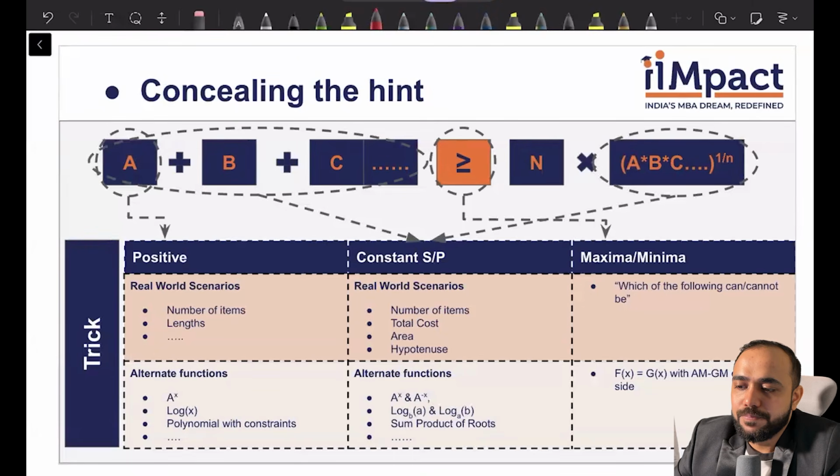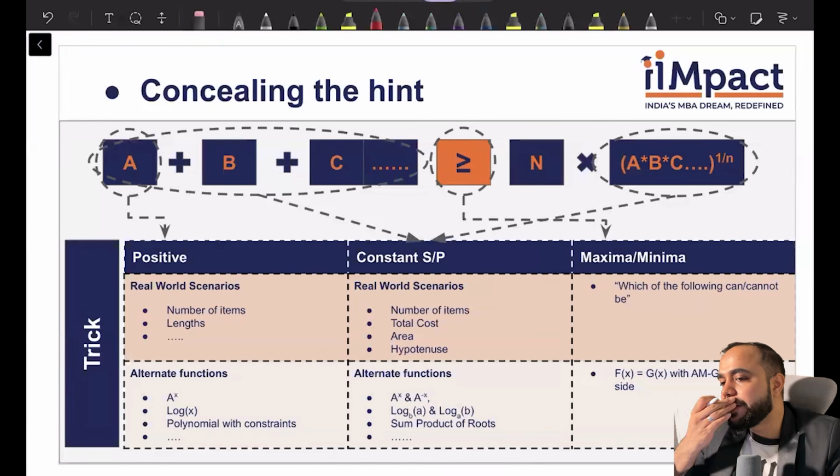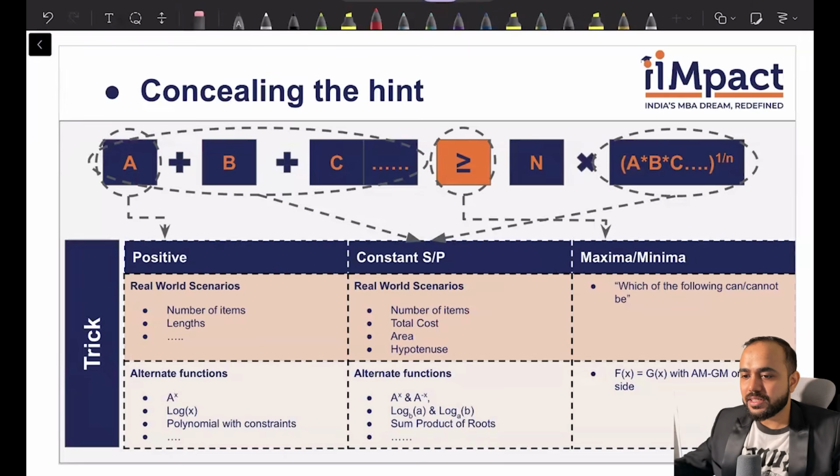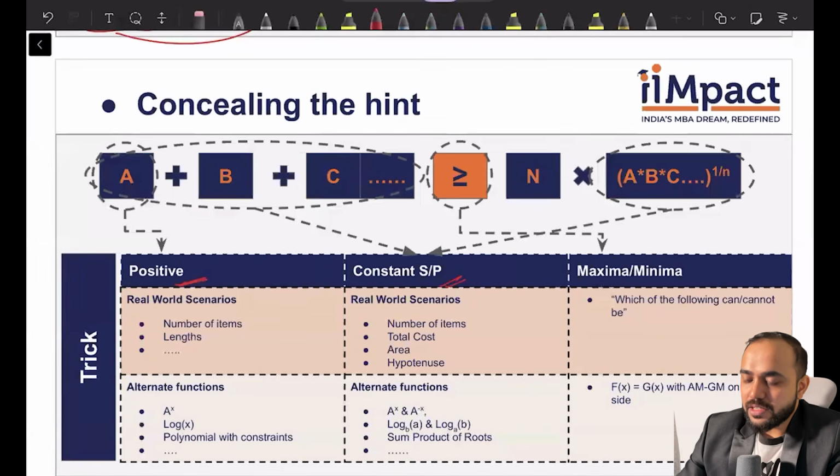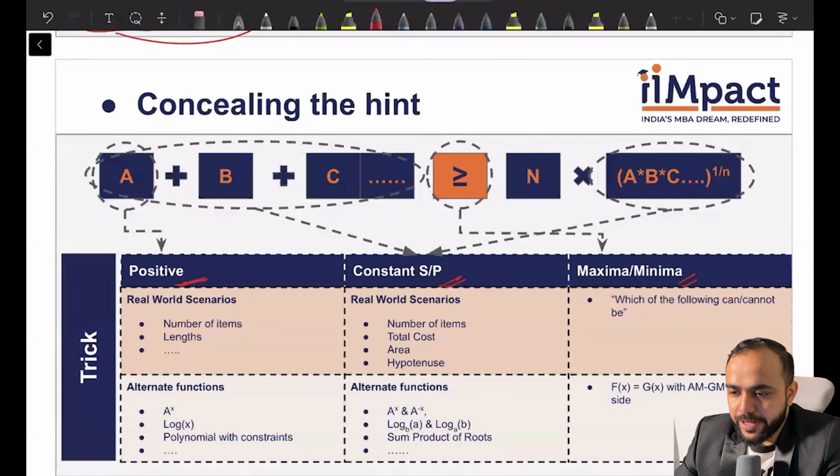which brings me to the next topic: concealing the hint. So the exam maker would ideally want to hide these little hints that you can pick up on and apply AM-GM. So they would want to hide that. And the way to do that is, and let us take it step by step. Positive is your hint one, constant sum or product is your hint two, and maxima minima is your hint three.